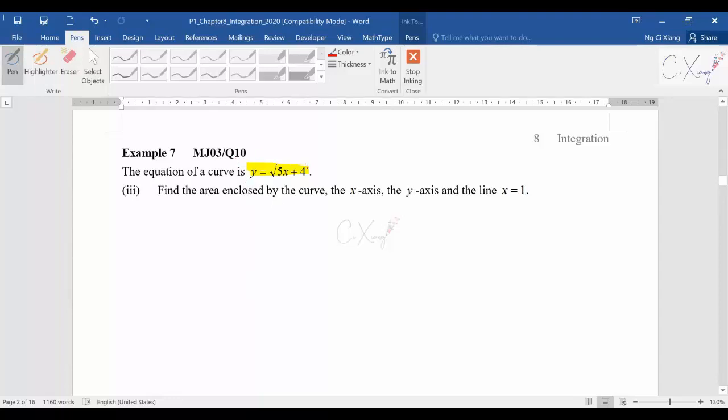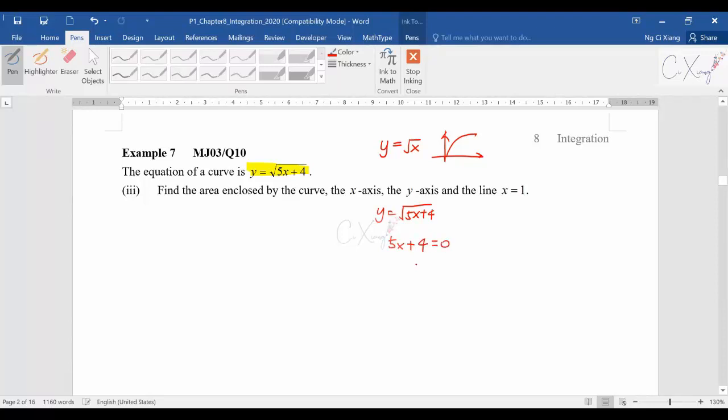First, what you need to do is know roughly how to sketch this graph. The basic graph of y equals square root x is this one. Now you have y equals square root of 5x plus 4. So you can use the concept of transformation that we learned before, or if you're lazy, you just use a shortcut.